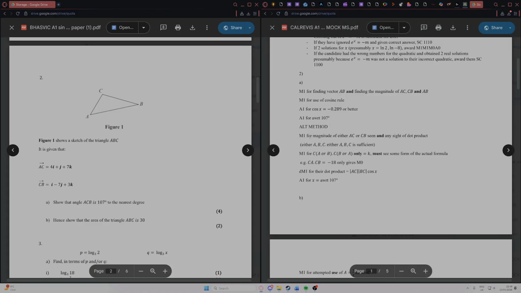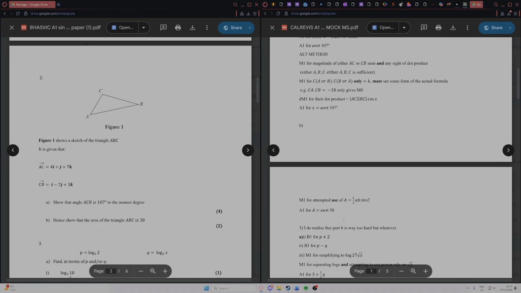And then for the dot product, if you see the dot product and you see the magnitude of at least one of the vectors, then you get an M1. And you get an M1 for doing either CA.CB or CB.CA. They're the exact same thing. But to get this M1 mark, you cannot do AC.CB or something like that. They have to be going from C to one of the vectors. And you also can't just do it on your calculator. And then using the other formula of the dot product, you can get this equation, and then you get your A1 for getting the answer.